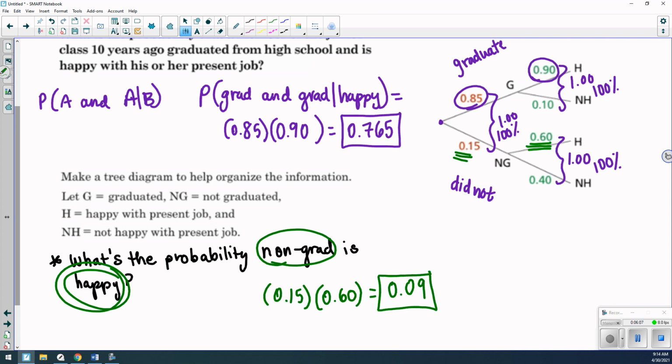So there's only a 9% chance that a person who doesn't graduate from high school will be happy with their job. I think the moral of the story is stay in high school and get a degree. All right, or a diploma. So that's all I have to say about that.